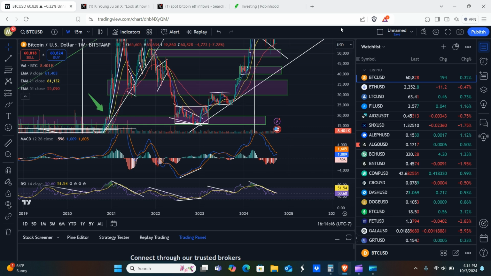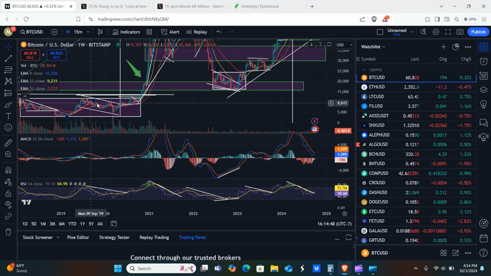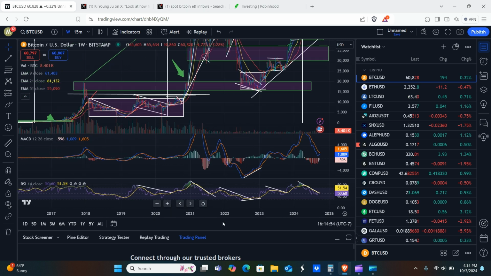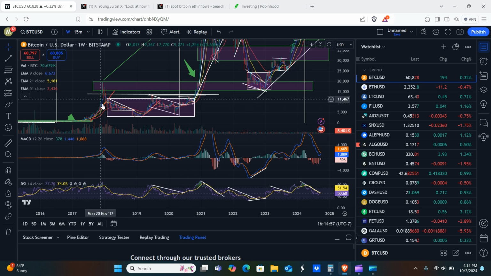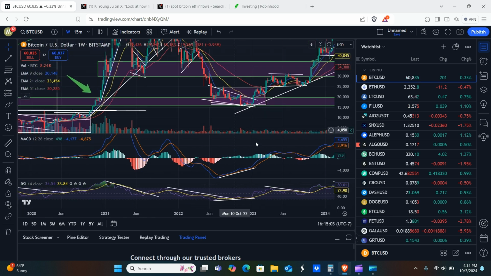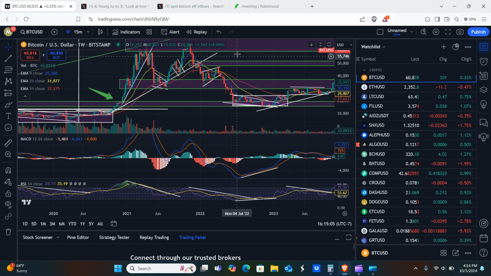What happened when we broke out from that pattern back then? We went up, we went sideways, and then boom, took off like a rocket ship to the upside. What happened when we got sideways at the bottom of a move? Accumulation. This is where the whales are buying. Boom, price rips to the upside.